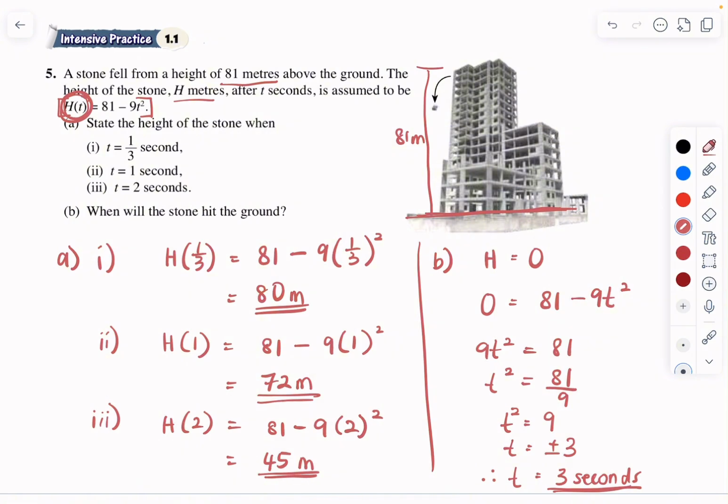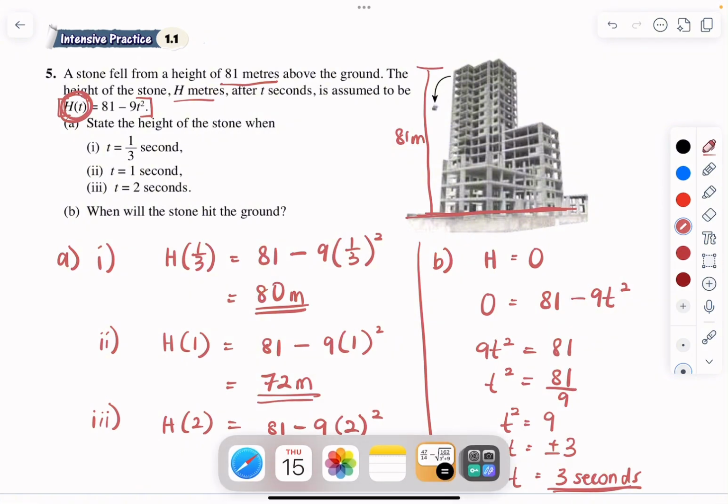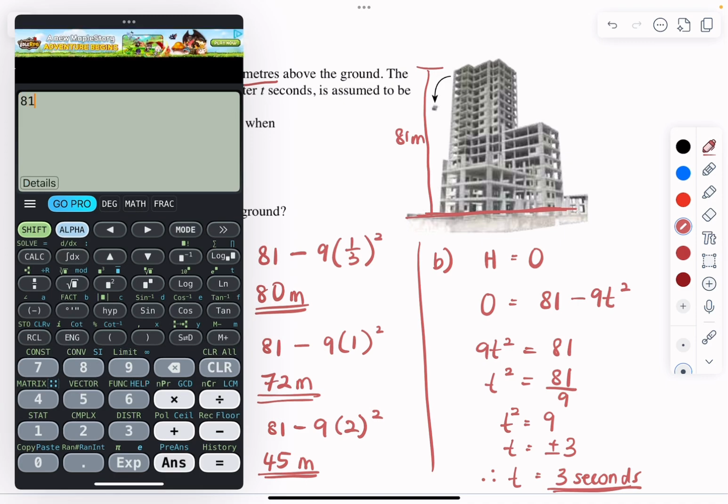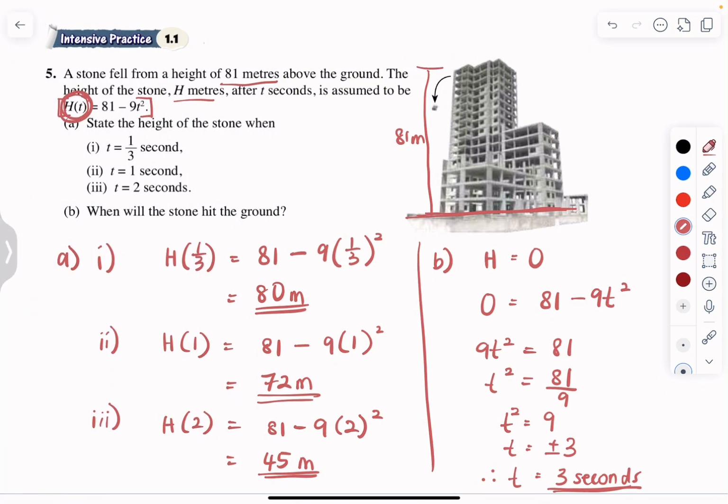Okay, if you want to double check, so after 3 seconds, 81 minus 9 times 3 squared, the height is 0, which confirms it. That's all.